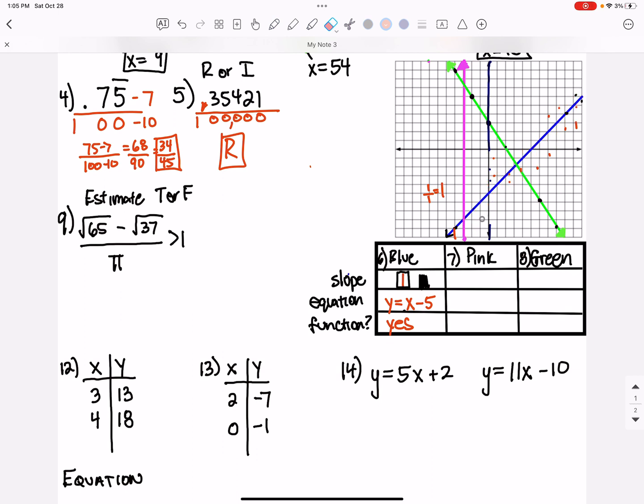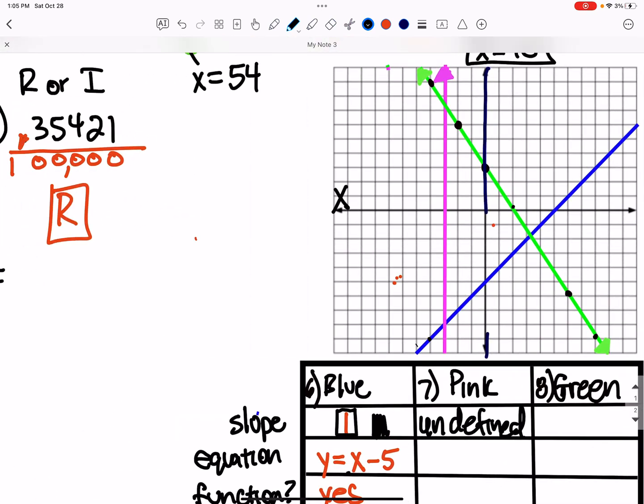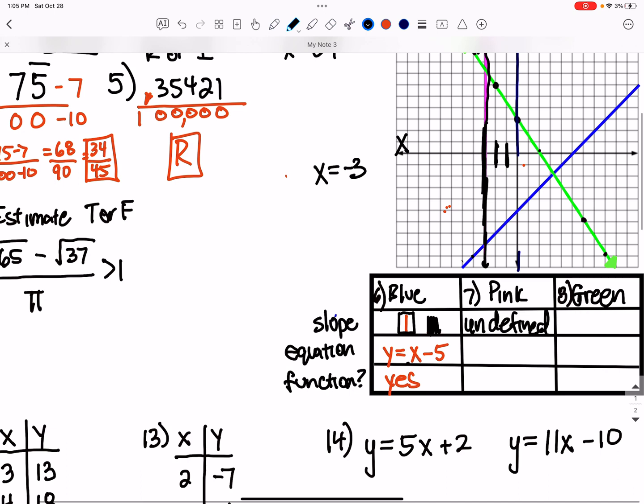Okay, we'll take a look at the pink line. The pink line, up and down, that's not a slope. That is undefined. What's the equation? Well, this is the x-axis. So this is x is -1. This is x is -2. This is x is -3. And if you just make that bigger, that is the line. So this is x is -3. X equals -3 is the equation for that one, not y.